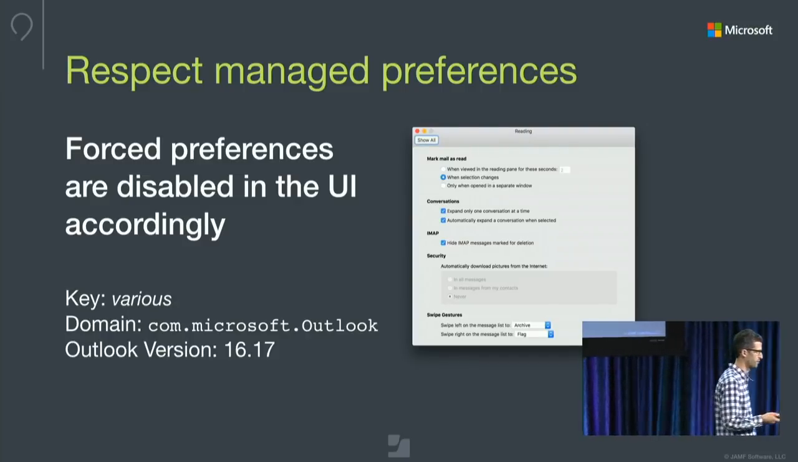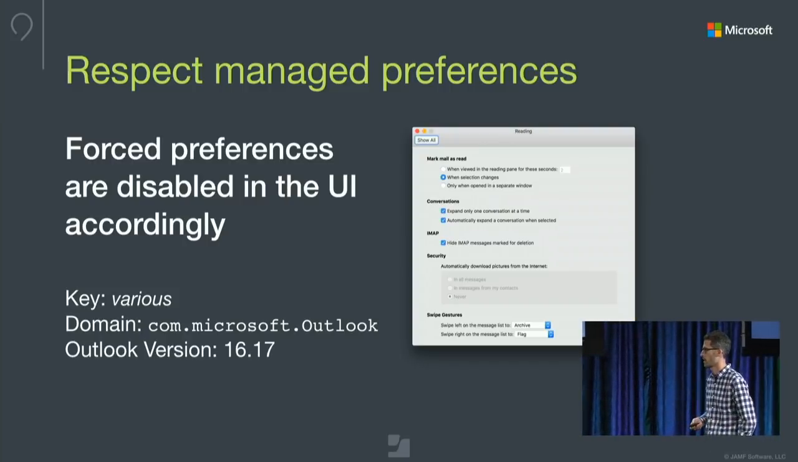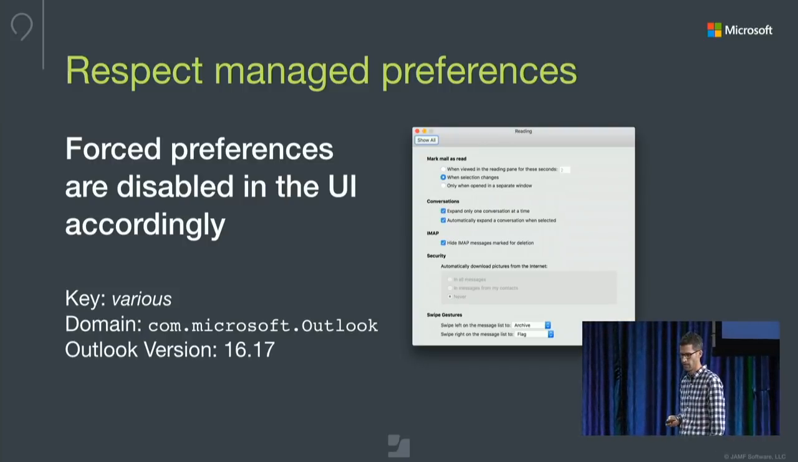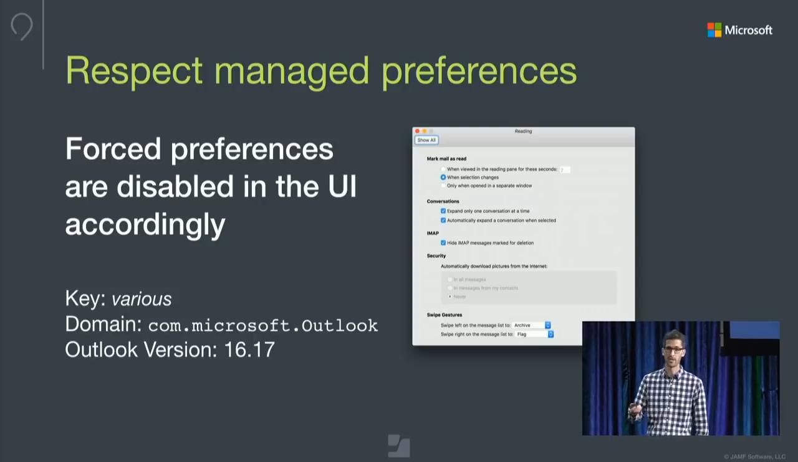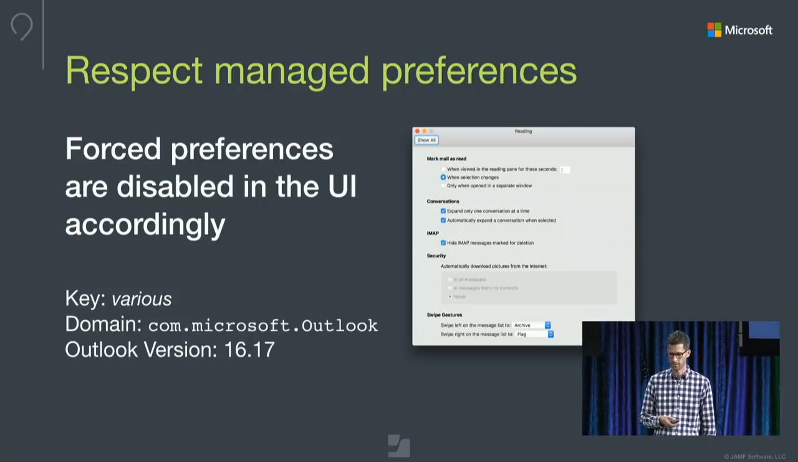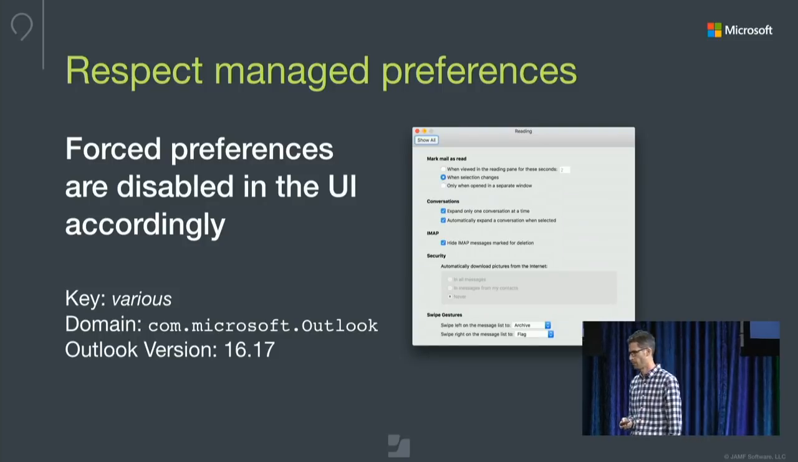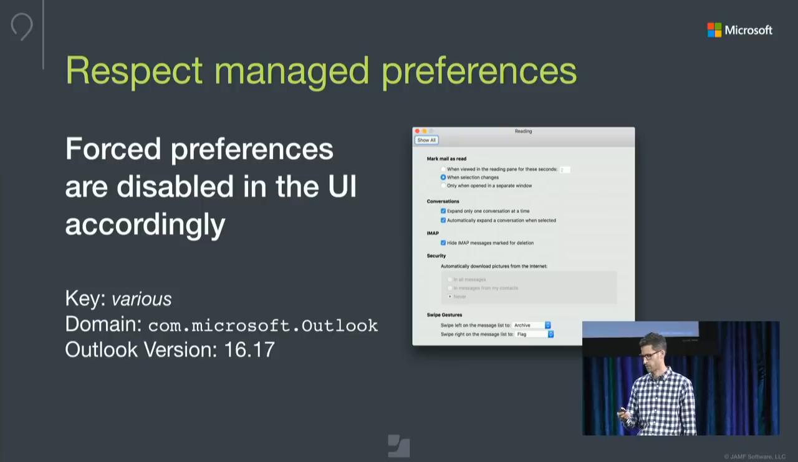So now we are using the correct API to disable it in code, and we have a bunch of preferences in Outlook preferences that can now be managed. So we're really excited about this. We want to get feedback from admins on what they're managing in Outlook and how the end user experience is.